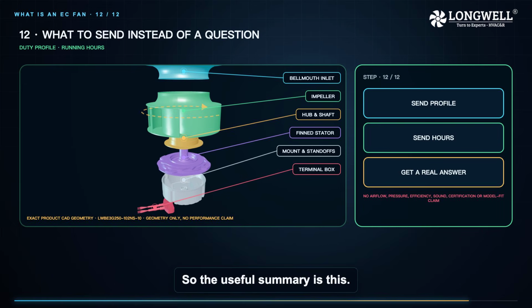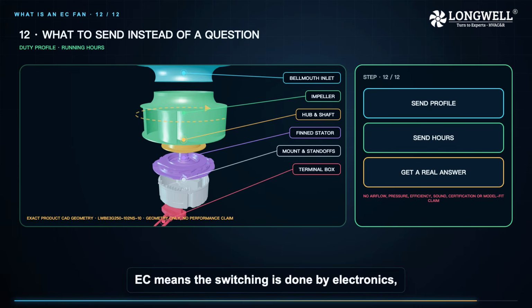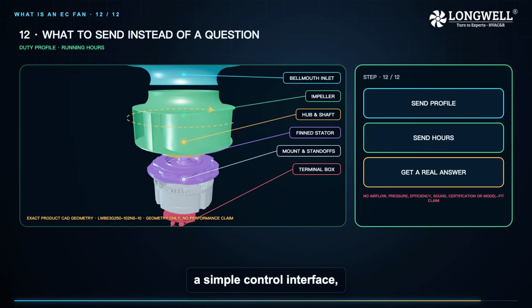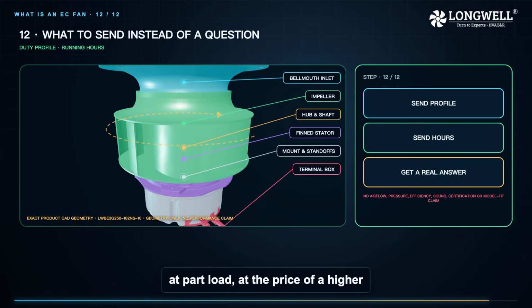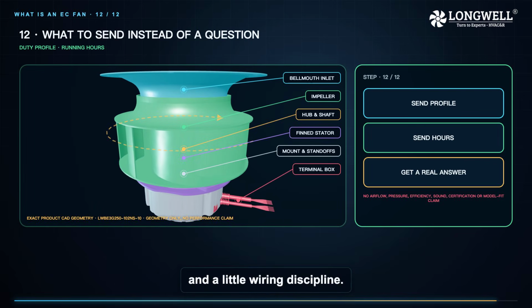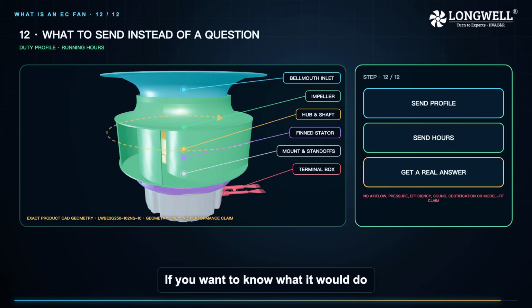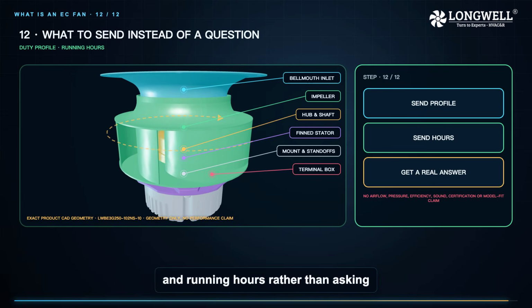So the useful summary is this. EC means the switching is done by electronics, which buys you continuous speed control, a simple control interface, and a genuine efficiency advantage at part load, at the price of a higher purchase cost, a temperature limit, and a little wiring discipline. If you want to know what it would do in your system, send your duty profile and running hours rather than asking for a percentage.